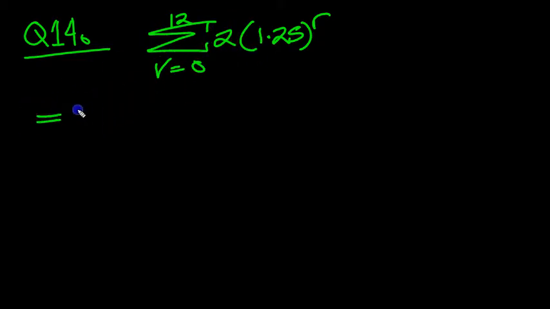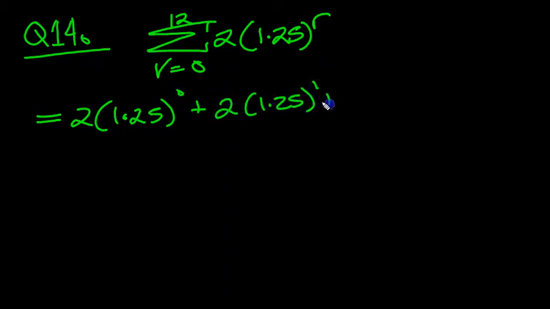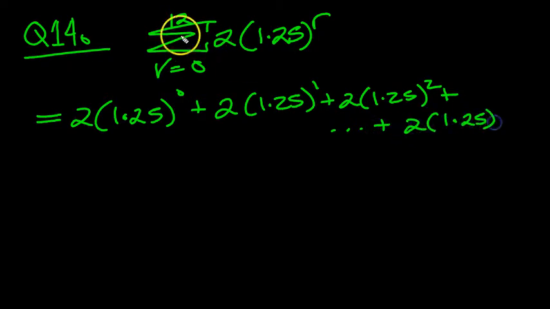The first term would be when r is 0, so I'll put 0 in here, power 0. The second term will be 1.25 when r is 1. Then we'll have 2 times 1.25 when r is 2, isn't it? And we just carry on that same arrangement right up to the last term, which is 2 times 1.25 to the power 12.